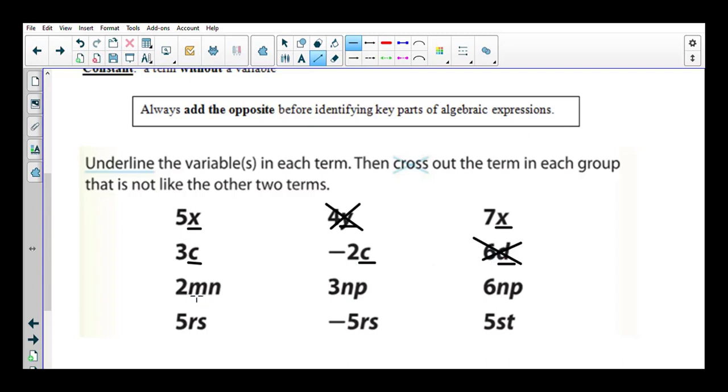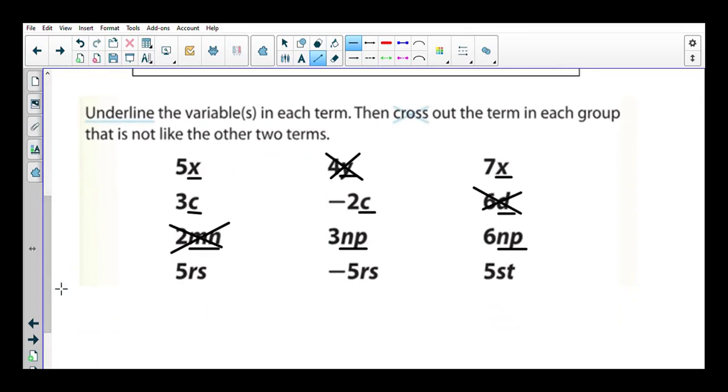Next, we have 2mn, both m and n are our variables, 3np, both n and p are our variables, and 6np, where both n and p are our variables. 2mn is the one that doesn't fit with the other two since it has both an m and an n attached. Again, they need to have the exact same variables. Then our last example, 5rs, negative 5rs, and 5st. The one that is different is the 5st. Even though it has the same coefficient as 5rs, it doesn't have the exact same variables, so it is not a like term.